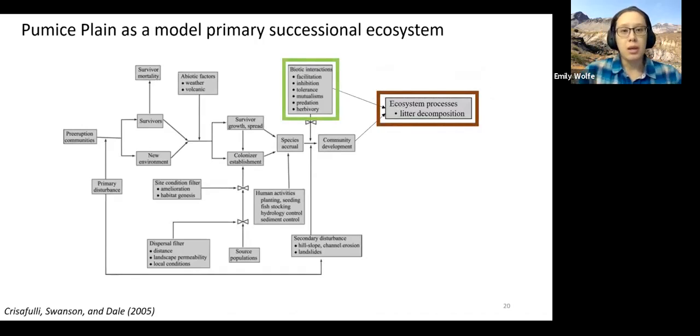A paper by Fukami et al. Oops, sorry, let me admit people. Admit. I think I admitted, there we go. Okay.